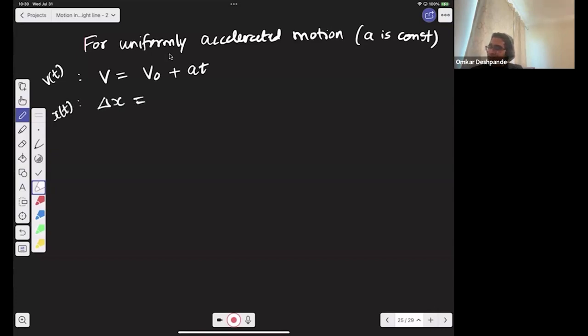The displacement is v0t plus half at square, or we can write this as x of t is x0 plus v0t plus half at square.